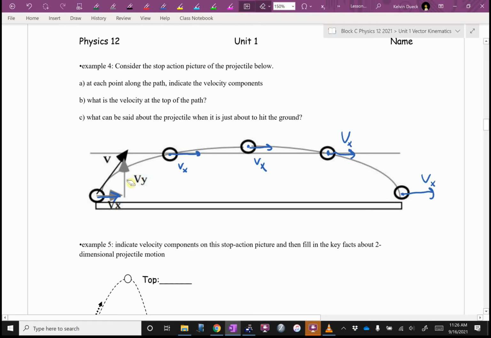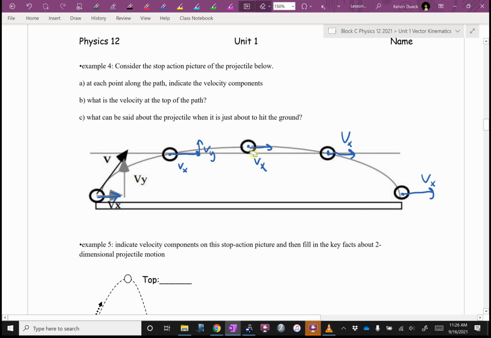Okay, so what can you tell me about Vy in the second location? Bigger, smaller, or the same as when it left the ground? Someone said bigger, someone said smaller. The good news is one of them's right. Why smaller? You're right. Because as objects go up, what happens to their velocity? Slow down. That would be Vy. The resultant would be the tip to tail, but I'm not going to draw that in.